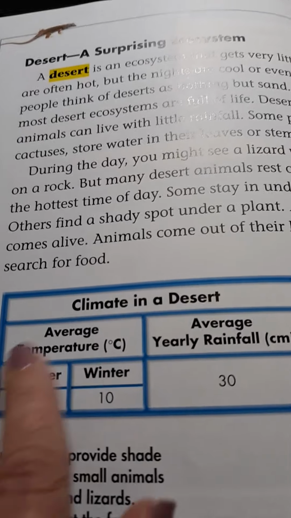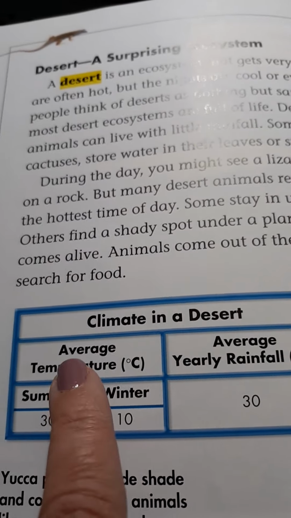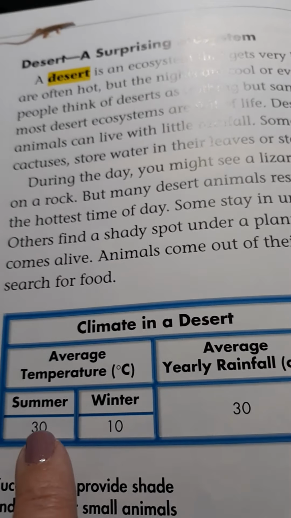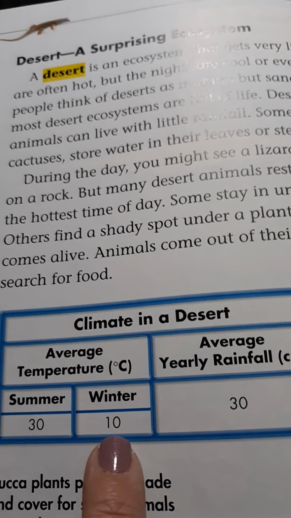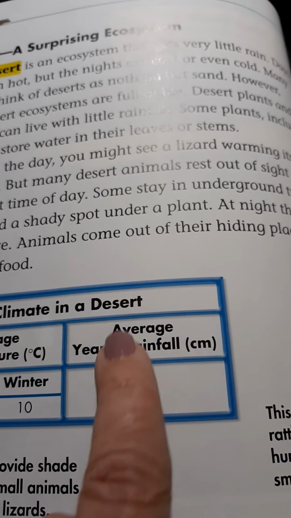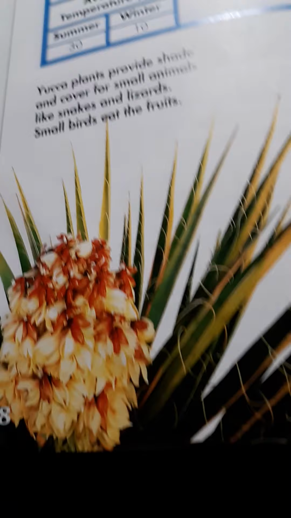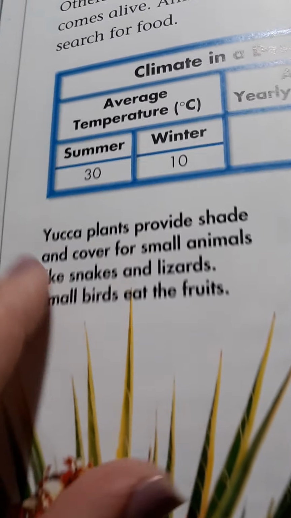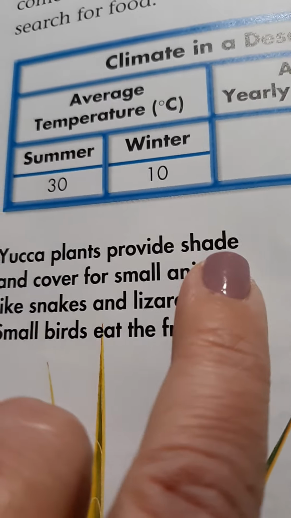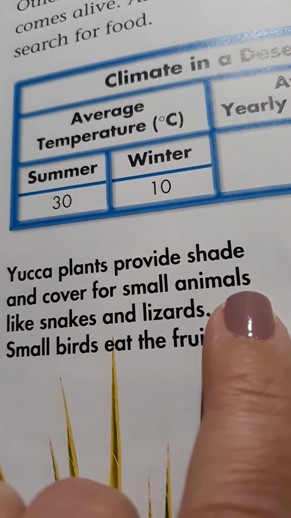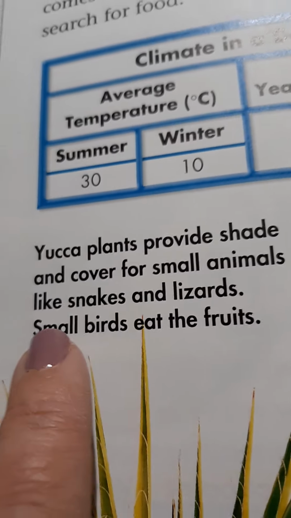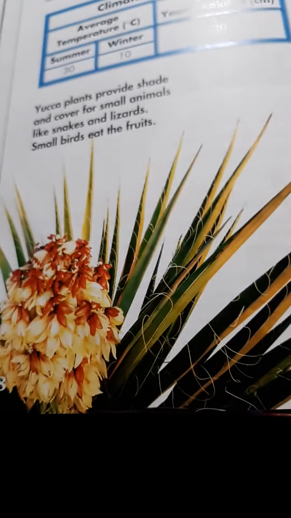And here we have another chart, climate in a desert. Average temperature in the summer, 30 degrees Celsius. In the winter, 10 degrees Celsius. The average yearly rainfall about 30 centimeters. Ooh, and here's the kind of plant we're very familiar with here where we live. It's a yucca plant. Yucca plants provide shade and cover for small animals like snakes and lizards. Small birds eat the fruits. So we see that all around our city.